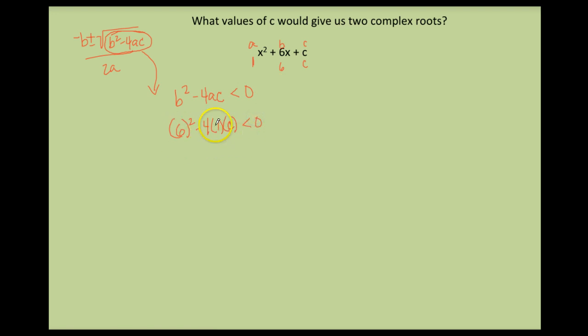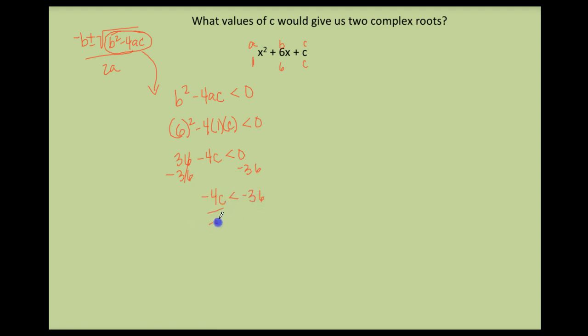Okay. Fortunately, we know how to solve equations. Let's start by simplifying, or I guess this is an inequality actually. So 6 squared, 6 times 6 is 36. Here 4 times 1 is 4, times C is just 4C. So we have a negative 4C, and we know that's less than 0. Well, if we solve this inequality for C, we will know which values of C will give us complex roots. So let's try that. I subtract 36 from both sides of the inequality. I get negative 4C is less than negative 36.